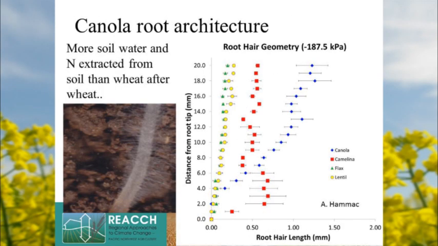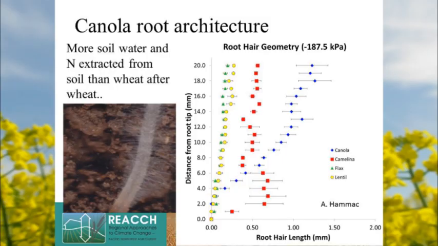However, other research shows you can have healthier wheat roots when following canola. But also the Australian researchers have shown that more soil water and nitrogen is extracted from soil when you have canola-wheat versus wheat on wheat. And so it may not just be due to healthier roots, but also the root architecture, or the root structure. Ashley Hammock from our lab performed a study a few years ago which showed that canola actually has a different root structure than, let's say, wheat.